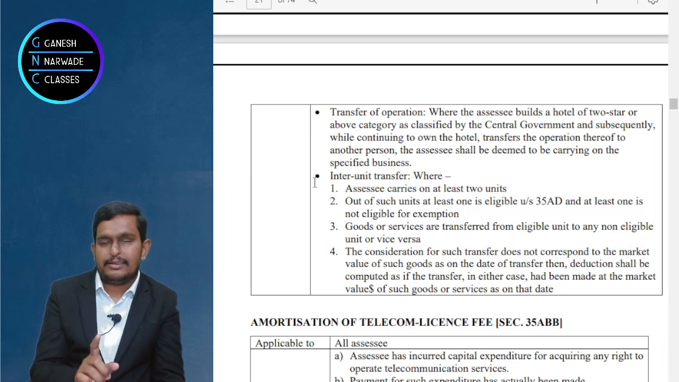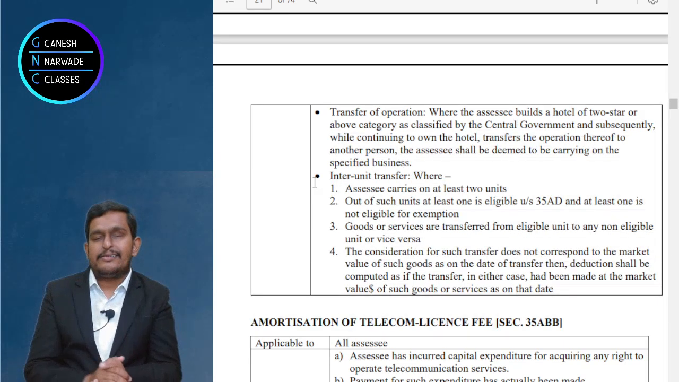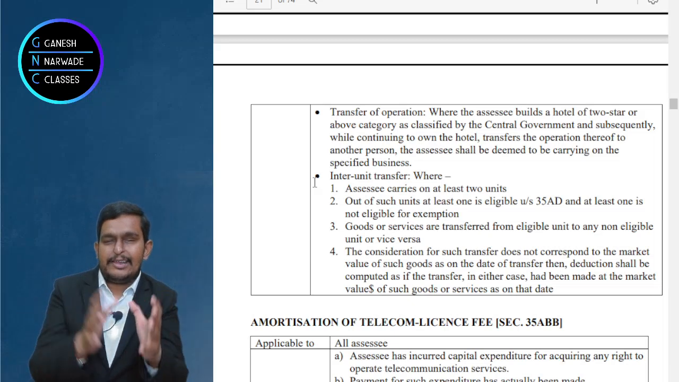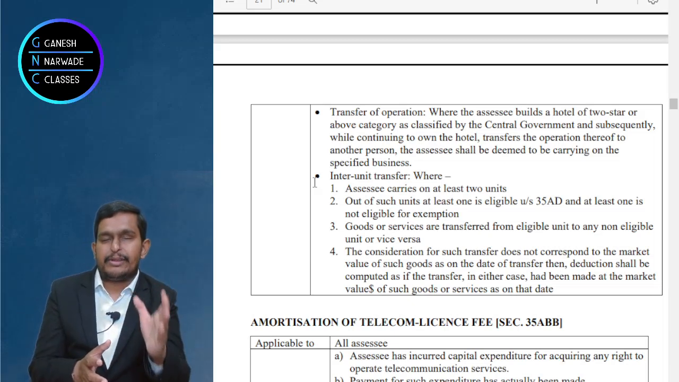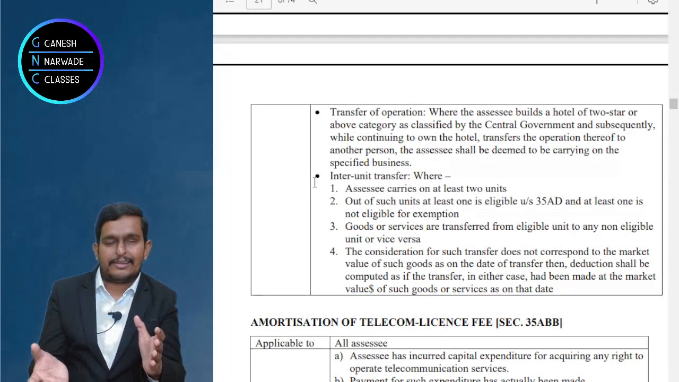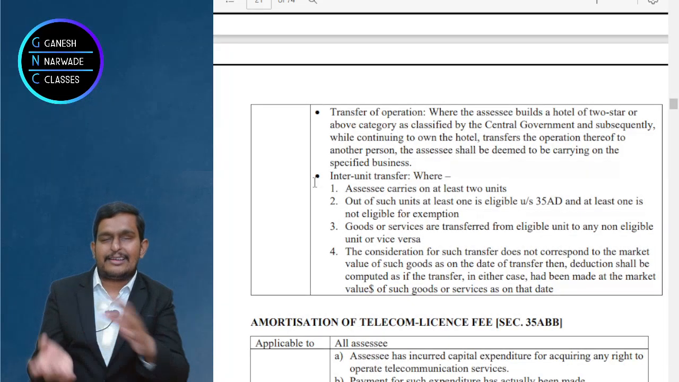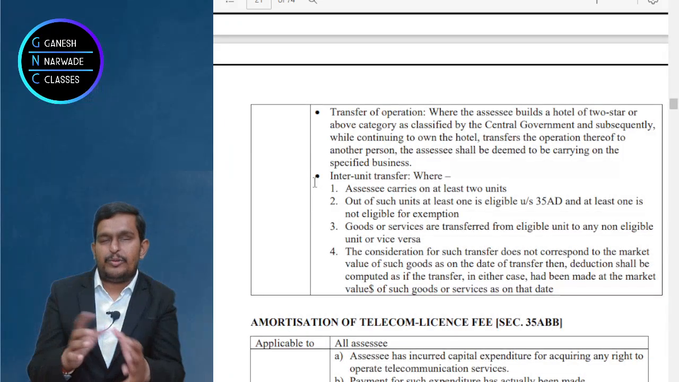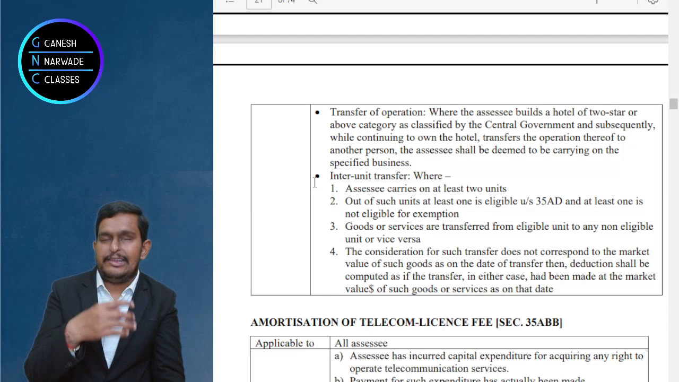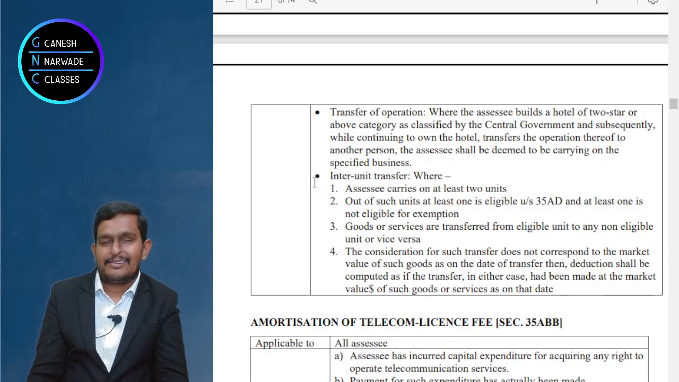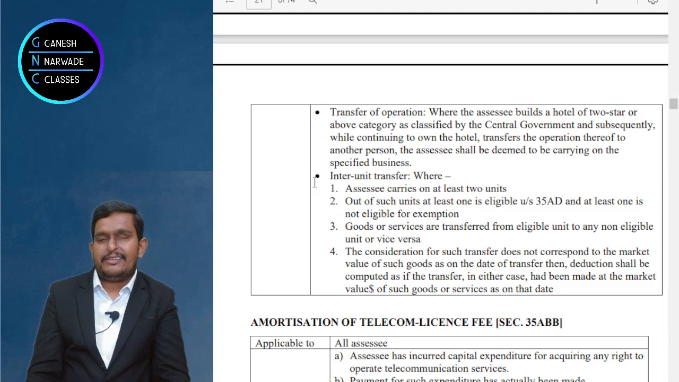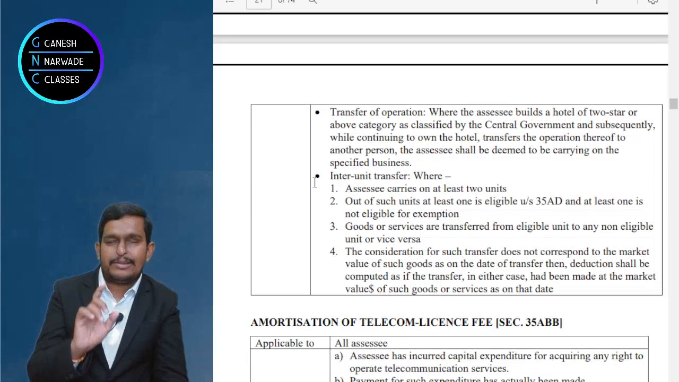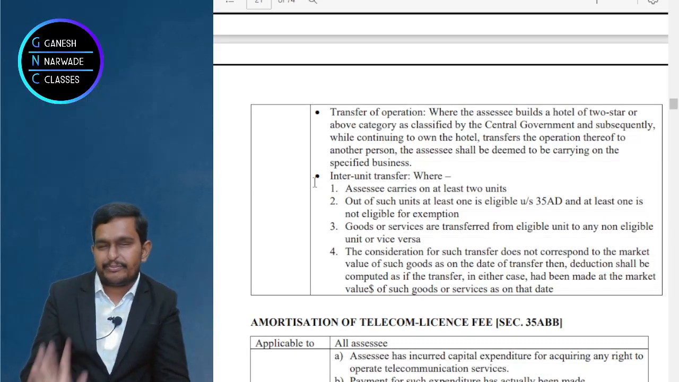Okay. Now, sometimes what happens, in inter-firm within the same organization, specified businesses are there, non-specified businesses are there. Some assets are transferred, some transactions happen. So when transactions happen, that can be recorded in any way by the organization, it's their interest. But government says that transactions should be recorded at market value. For income tax purpose, market value only.